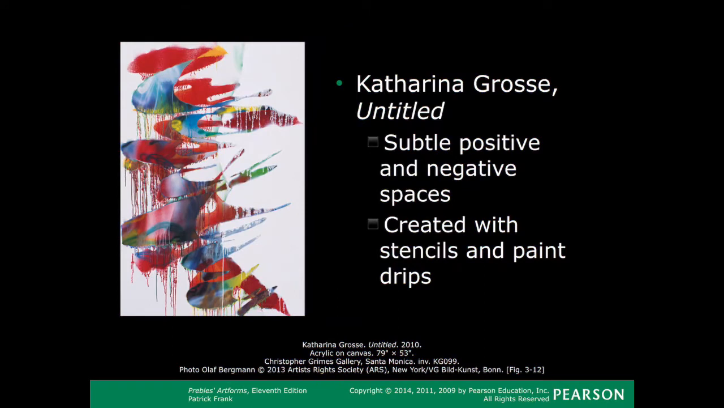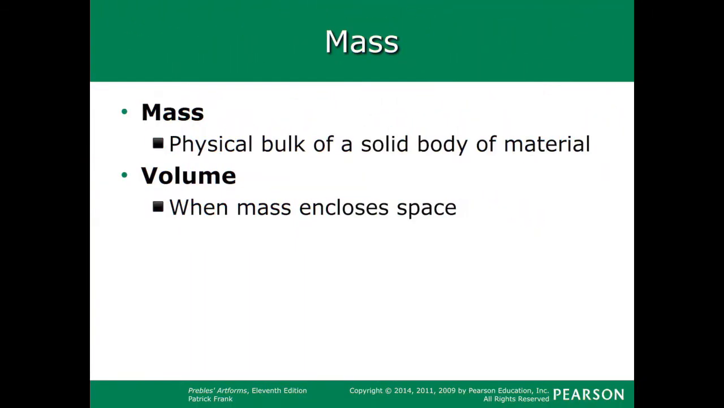With this work here by Katharina Gross, an untitled piece, there are subtle shifts from the positive and the negative space. So it's very difficult to describe what might be coming forward, what might be pushing back there. The artist does this by using stencils. Imagine having a cardboard or paper and you're cutting a shape through it and then you're painting within it. That's what a stencil is. We'll actually talk a lot about that when we talk about printmaking in a future chapter.